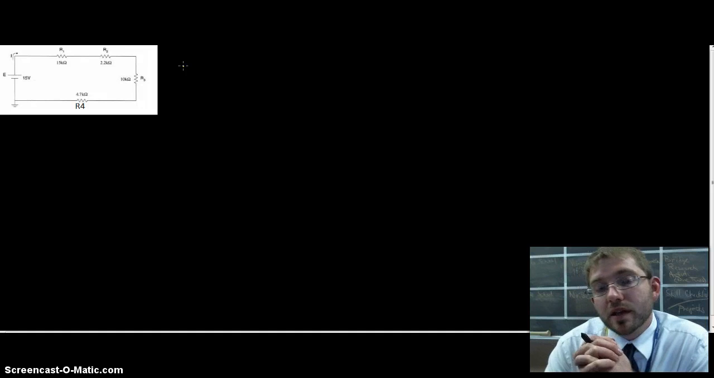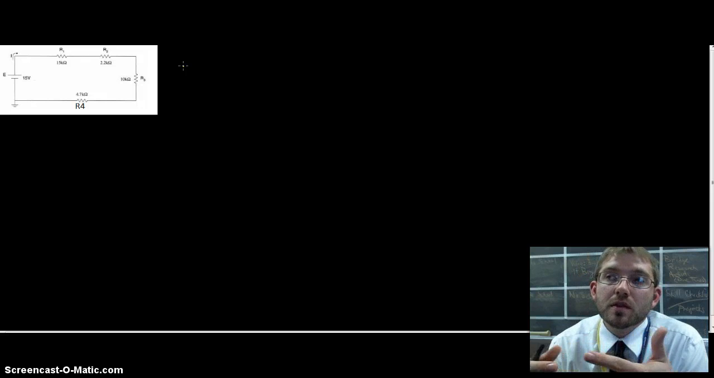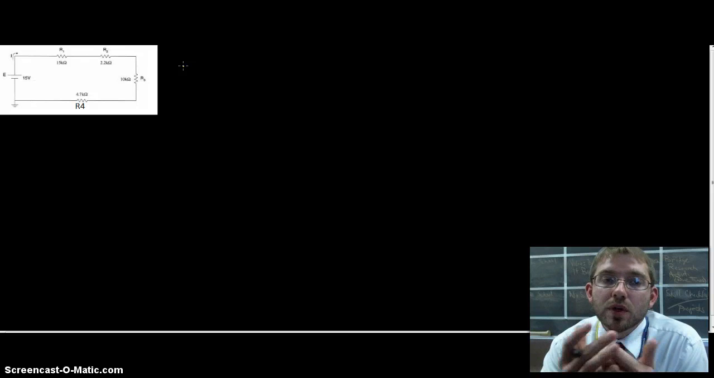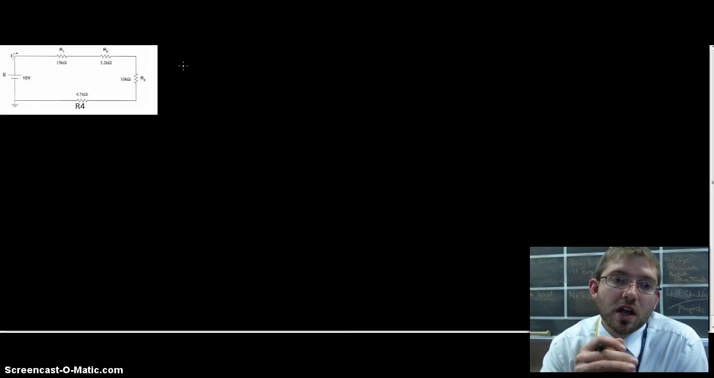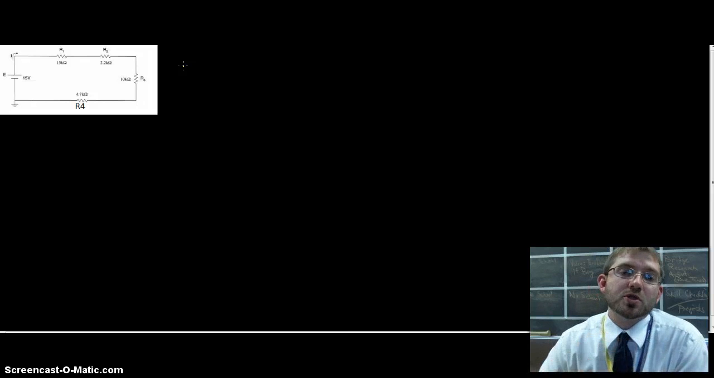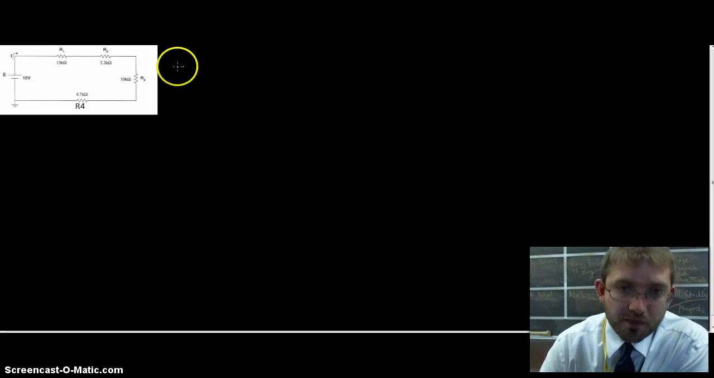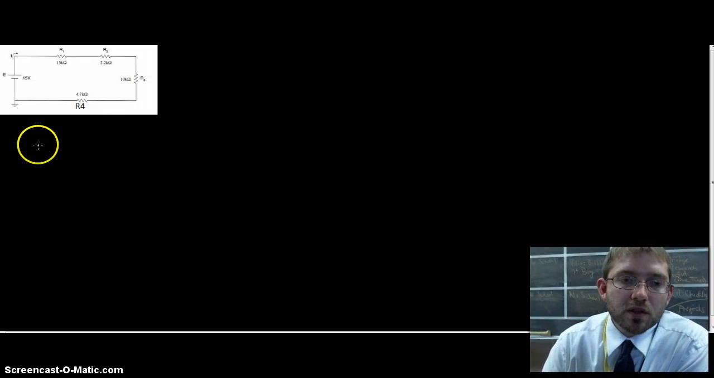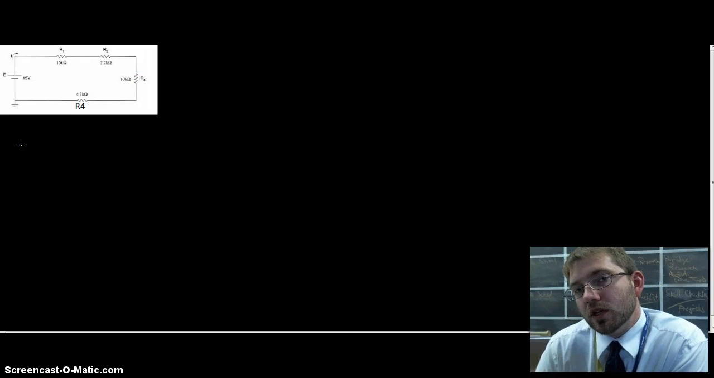Because if we know the current in the circuit and we know the equivalent resistance, or if we know the current in the circuit and we know the resistance through which that current is passing, we can calculate the voltage drop across each element, and the sum of the voltage drops should equal the source voltage in the most ideal world. So for a series circuit, you need to understand a few things.